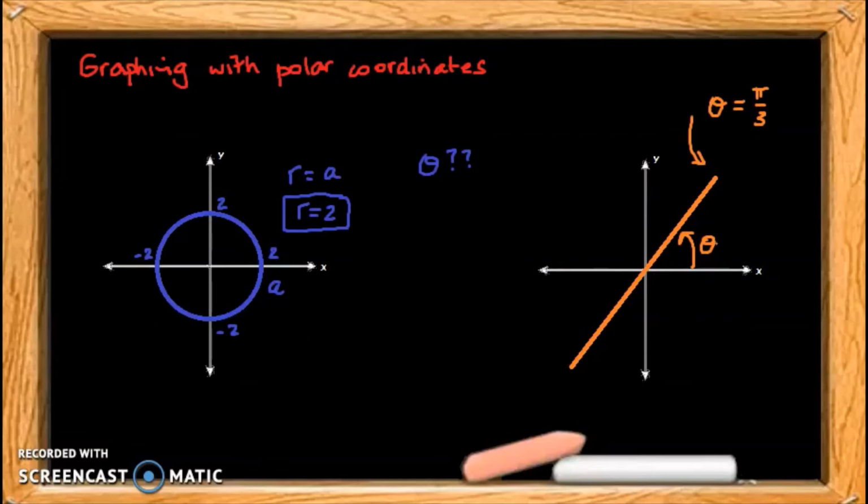So for circles and straight lines that pass through the origin, polar coordinates can be a very easy way to show the equations.